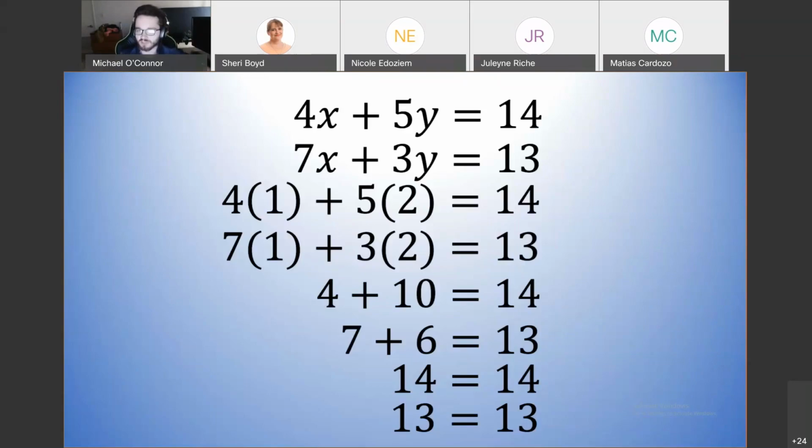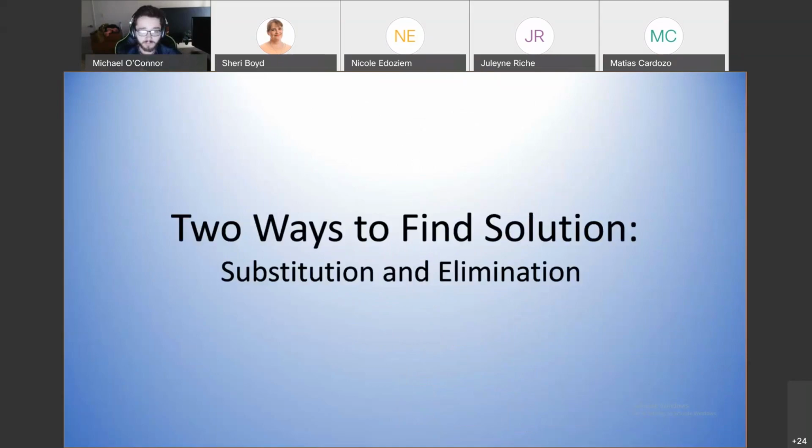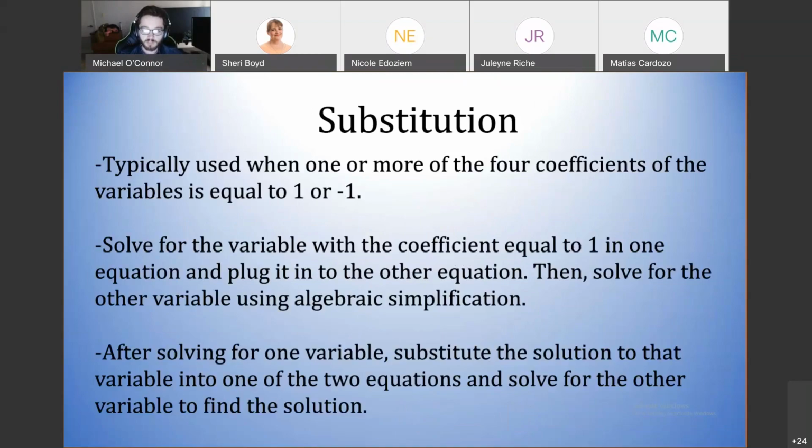Okay, so there are two algebraic ways to find a solution if you don't have a graph or any way of seeing it: substitution and elimination. Just real quick, substitution is typically used when one or more of the four coefficients of the variables is equal to one or negative one. How you do substitution is you solve for the variable with the coefficient equal to one, then plug that into the other equation and solve for the other variable using algebraic simplification. This will become more clear as I do an example. After solving for one of the variables, you substitute the number you get into one of the equations and then solve for the other variable. I'll let you take notes over that real quick if you're writing stuff down. Let me know if I'm going too fast, by the way.